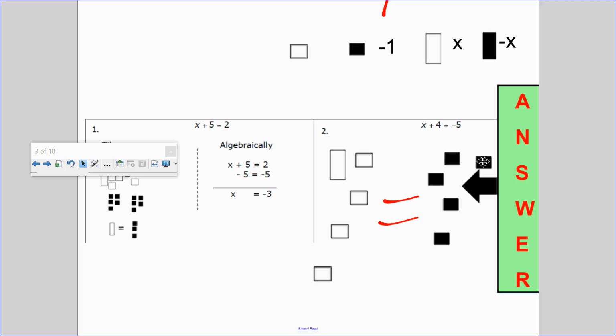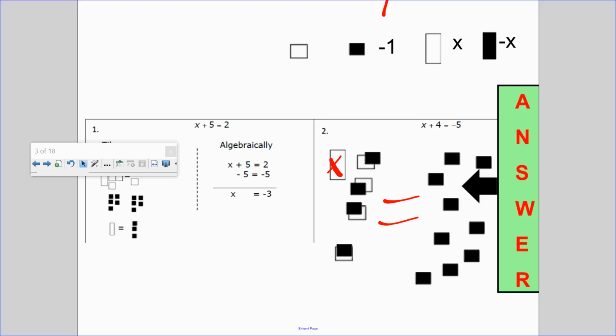Again, we will need to isolate this variable x. In order to isolate this variable, we need to do the inverse operation. What's the inverse of positive 1? Negative 1, negative 1, negative 1, negative 1. Let's balance it out. So negative 4 on both sides. So this cancels out. So x is equal to negative 9.